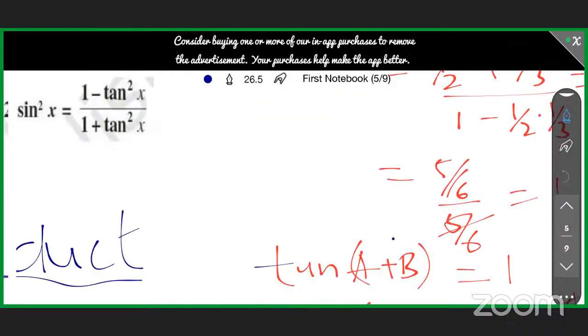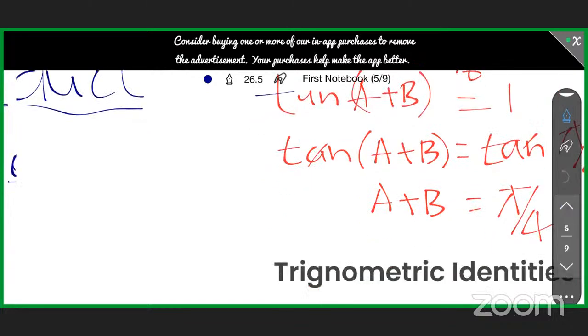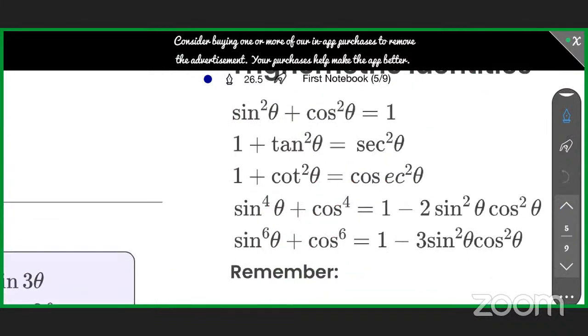So I am sharing my screen here. See here on the screen, the first formula you already know. Sin square theta plus cos square theta is equal to 1. 1 plus tan square theta is equal to secant square theta. 1 plus cot square theta is equal to cosecant square theta. So far it is okay.